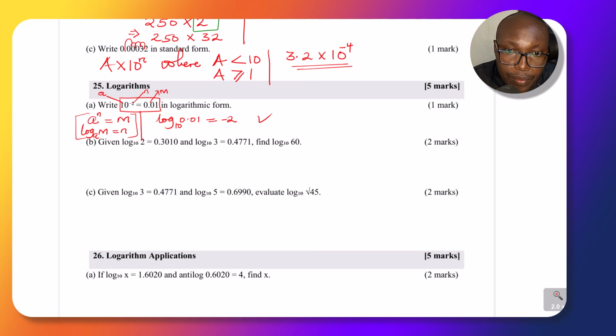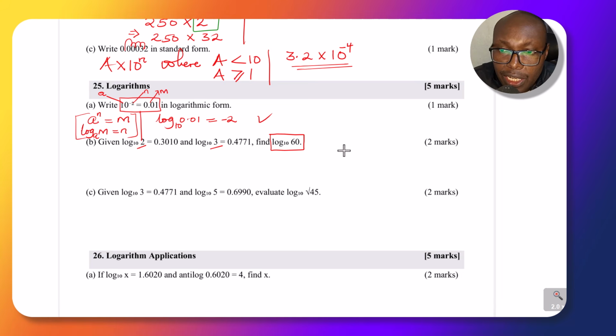Part B. Given that logarithm of 2 to the base of 10 is equal to 0.3010 and logarithm of 3 to the base of 10 is equal to 0.4771, find logarithm of 60 to the base of 10. Now for this one, you have to be very keen on how you're going to split. You're going to write logarithm of 60 using whatever you have been given, using logarithm of 2 and logarithm of 3. So that is what you need to think about. How do you write 60 in terms of 2 and 3?